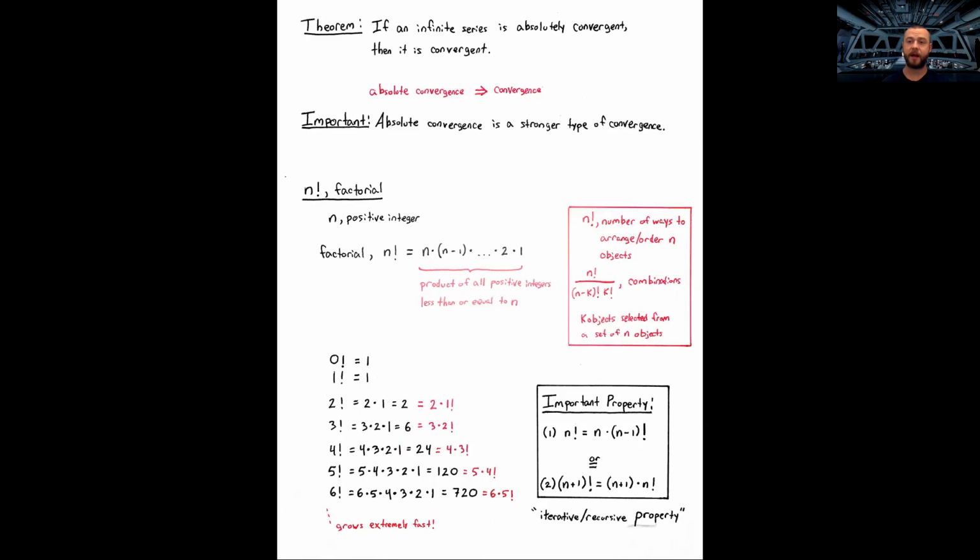All right, and this is something that is very easy to program if you're familiar with basic programming. It's probably just a few lines of code for like an if or for loop. And this is referred to for the factorial as the iterative or recursive property, defining one factorial in terms of a previous factorial.